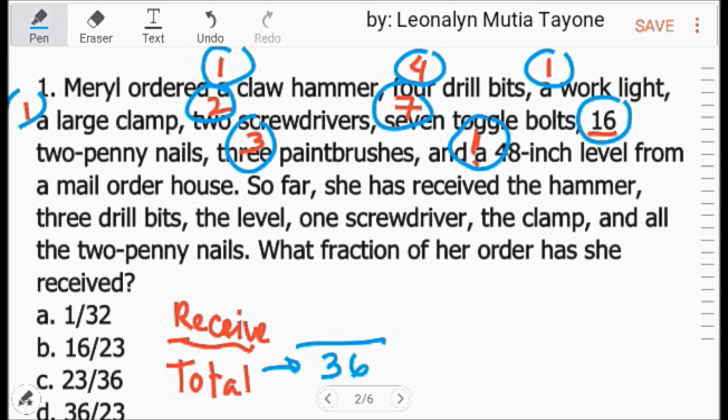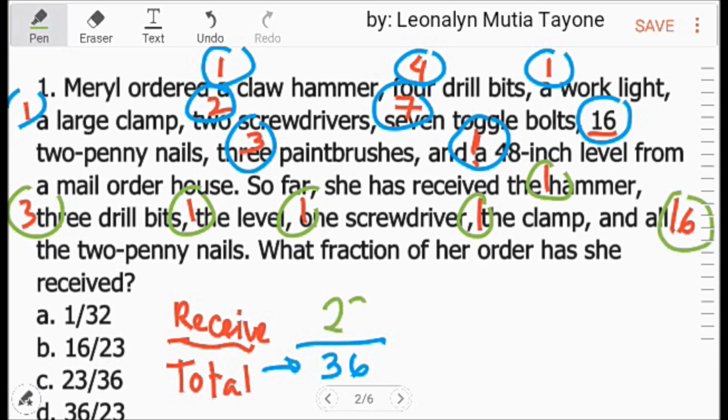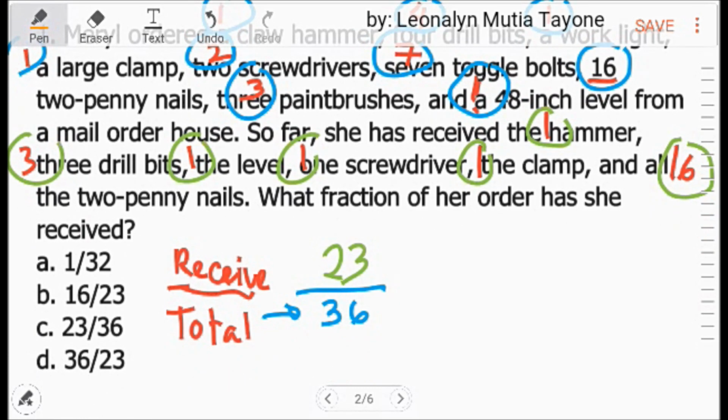Next, what she received. 1 hammer, 3, then one level, 1 screwdriver, 1 clamp, and all the 2-penny nails. How many 2-penny nails are there? 16. 1, 2, 3, 4, 7. 7 plus 16 is 23. So, what fraction of her order has she received? The answer is 23 over 36. Letter C.